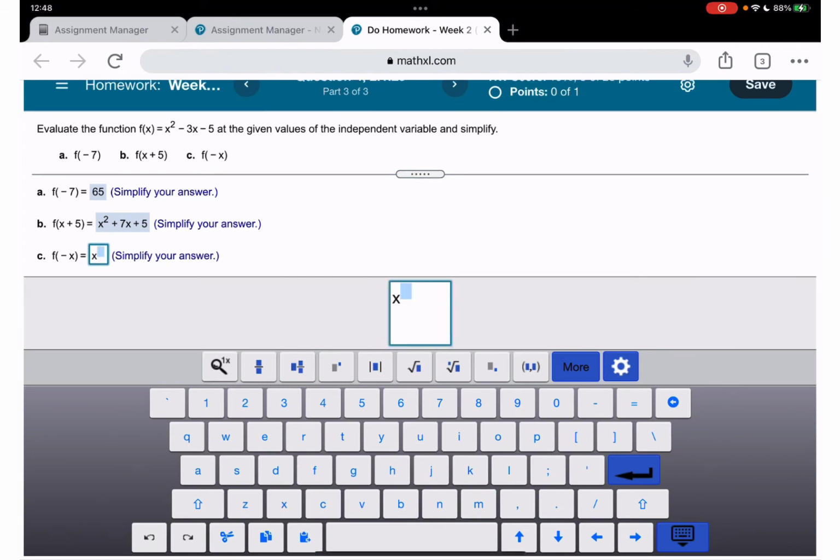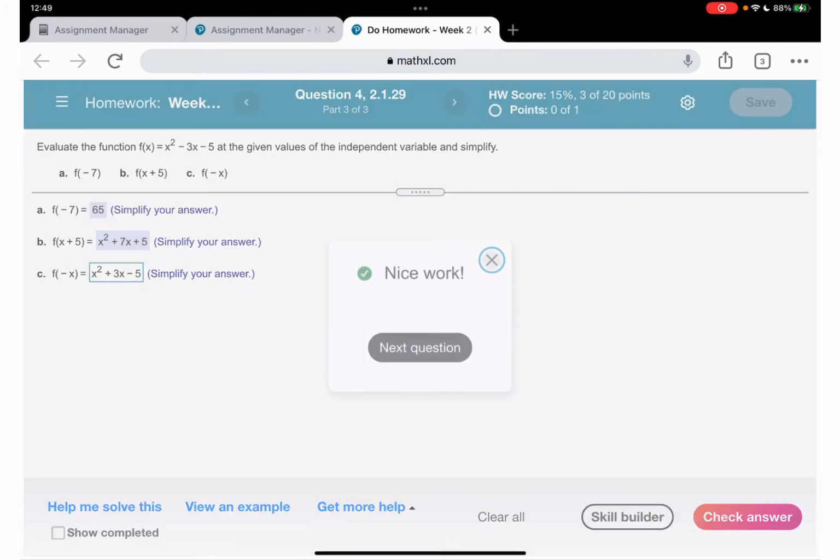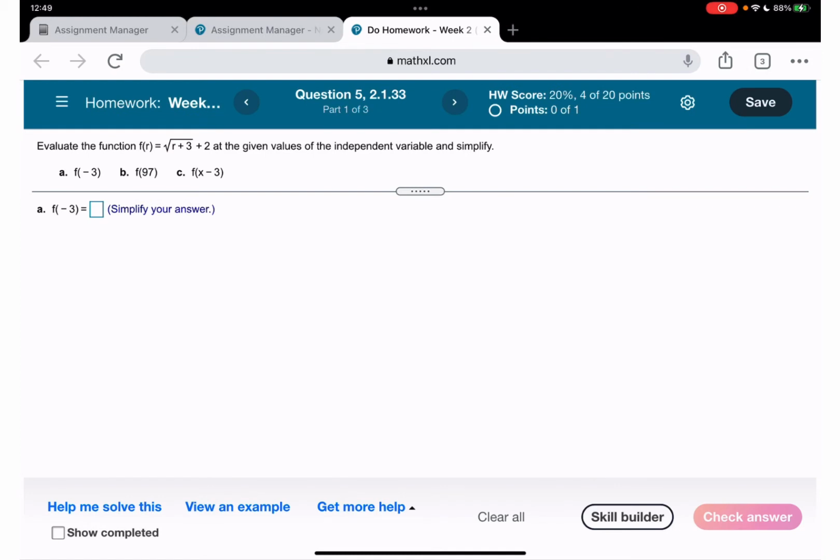x squared plus 3x and minus 5. Bingo. Okay, moving to next question.